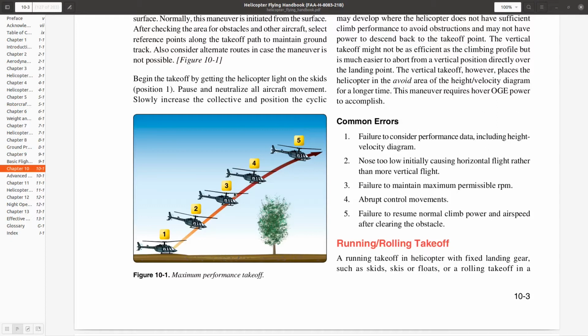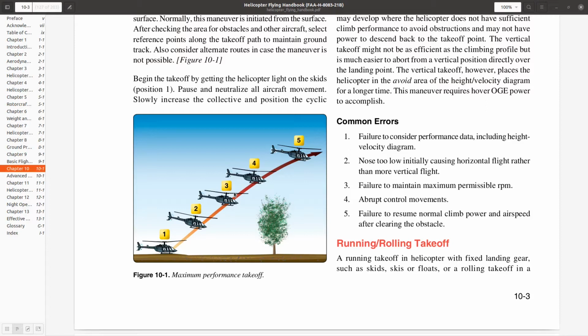So let's say you're doing this in the Schweitzer. What can you do in the Schweitzer? Well, you can just pour in the power and you can go straight up till you clear your obstacle and then gently start pushing forward on the cyclic and transition into forward flight. If you have the space, though, you can give it a little bit of forward momentum from the very start.